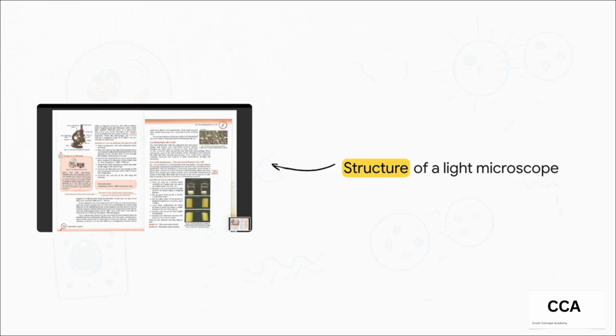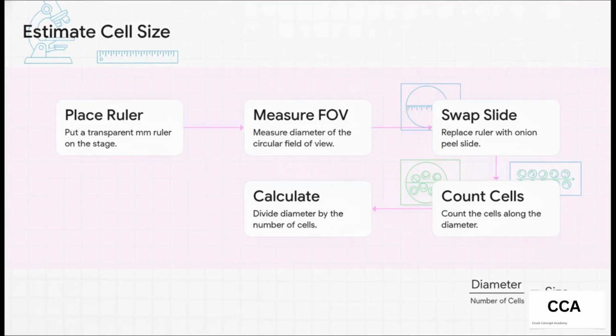And here's the trick. Knowing how to tweak those coarse and fine adjustment knobs is exactly what takes a blurry, confusing blob and turns it into a perfectly sharp, beautiful cell. Now you might be wondering, how do we actually measure something that tiny? Well, here is your exact step-by-step playbook for tackling Activity 2.1 in your textbook to estimate the actual size of a single cell. Step 1, you just place a transparent millimeter ruler right on the stage.